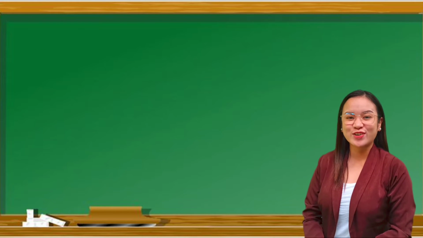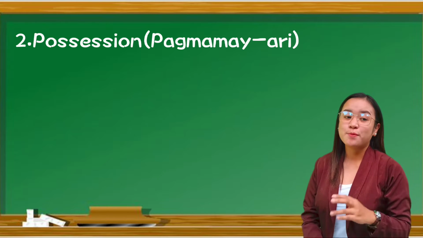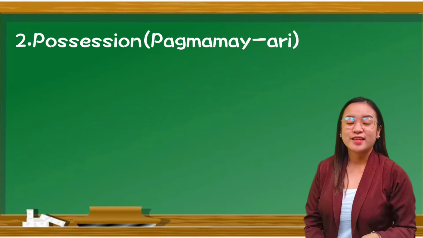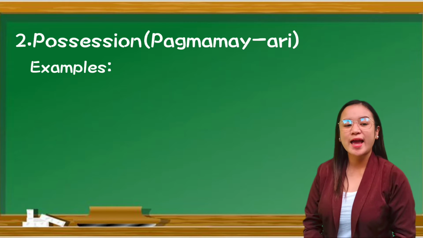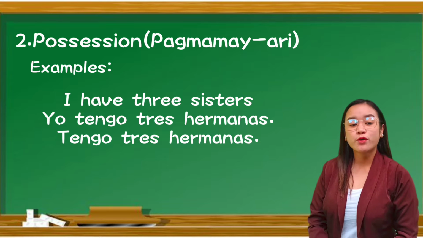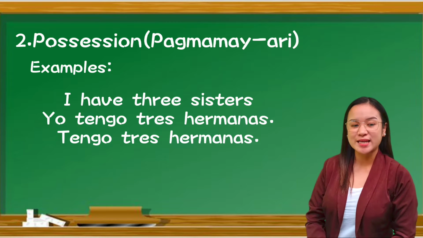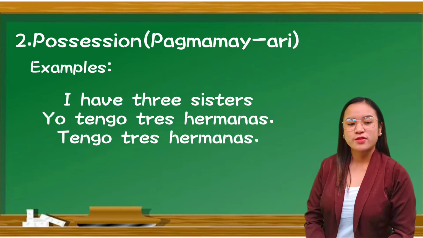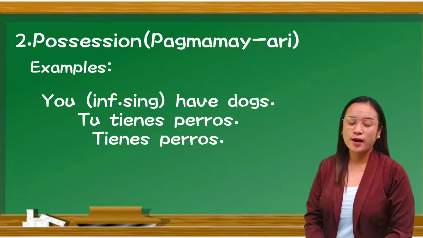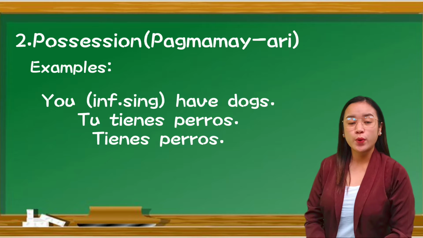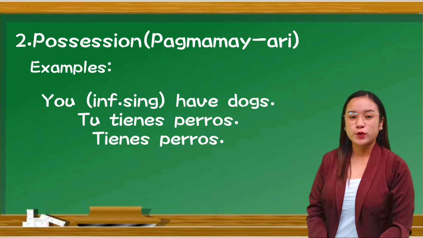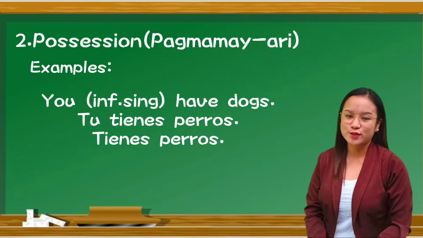The second use of tener is possession. The example is, I have 3 sisters. In Spanish, yo tengo 3 hermanas. Tengo 3 hermanas. You, informal singular, have dogs. Tú tienes perros, or tienes perros.